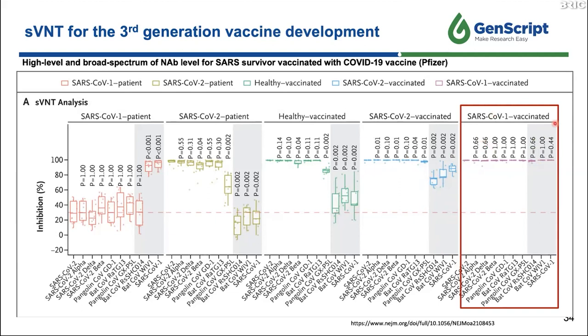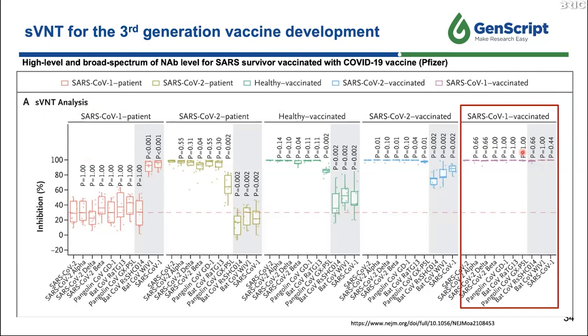So for this group of patients, they are actually protected not only from the SARS-CoV-2 virus and also SARS-CoV-1 virus, and also including the 5 pre-emergent sarbecoviruses. So this means that a high level and broad spectrum of neutralizing antibody level is observed for the SARS survivors who are vaccinated with the COVID vaccine. So this observation actually offers a very promising insight for the third generation vaccine development.